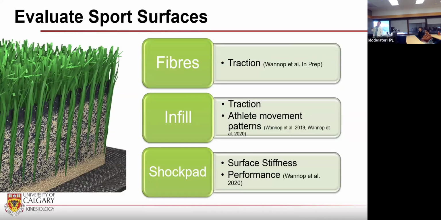So in terms of systematically going through these components, shock pad altering the surface stiffness can alter athlete performance. Altering the infill can alter the traction as well as the athlete movement patterns. And altering the fibers of the surface can alter the traction of the surface as well. Similar to that footwear study, we wanted to now combine all these different components and create what we termed the optimal surface. We took the optimal shock pad condition, the optimal infill condition, and the optimal turf fiber, and created a surface out of those components, and we compared it to the conventional control surface.